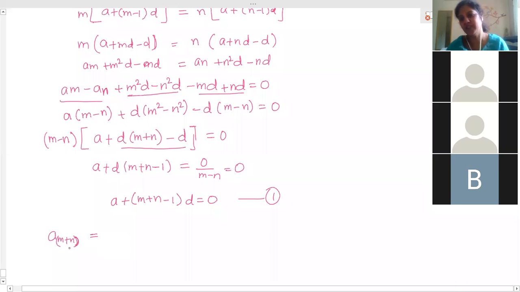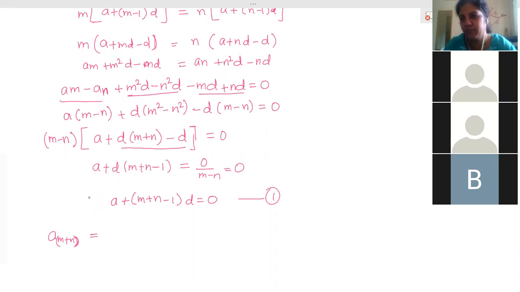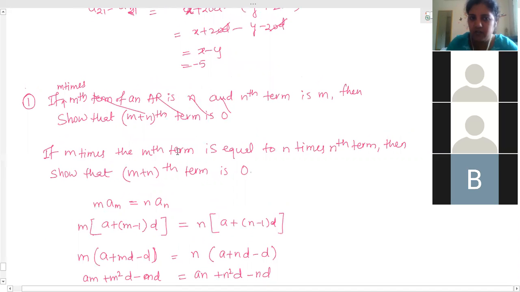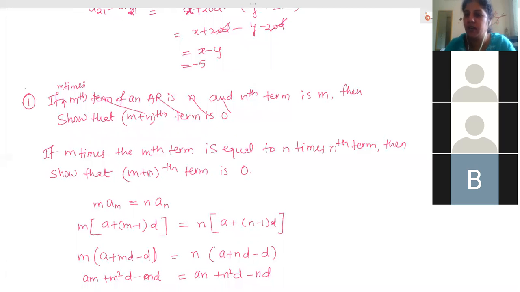Here they are asking the m plus nth term. Suppose m is 10 and n is 15. So what are they asking to find out? The 25th term. If in this question m is 10 and n is 15, then they are asking the m plus nth term. So 10 plus 15, that is the 25th term they are asking to find out. That means m plus n is one term. There is no simplification. I keep on telling you, m plus n.